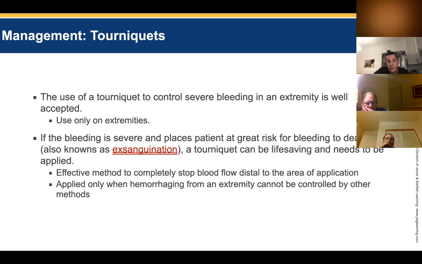Get out a Sharpie. This isn't just documentation on your paperwork. This is documenting right on the patient exactly when you put it on. That way, when they get to the hospital, whoever sees that patient can see right on the skin, right above it, or someplace on the patient, exactly the time you applied that tourniquet. Okay?